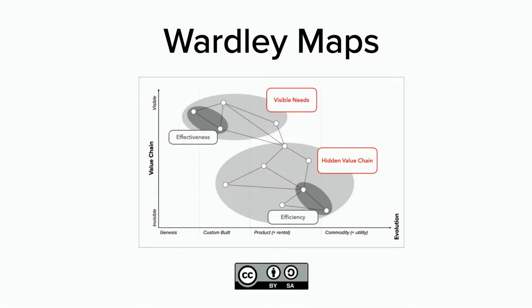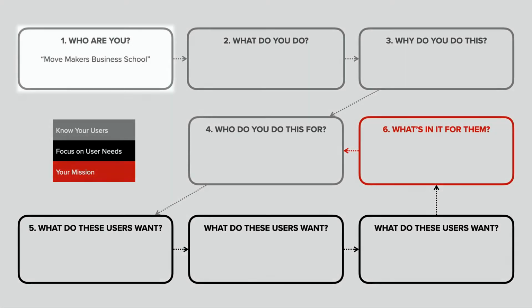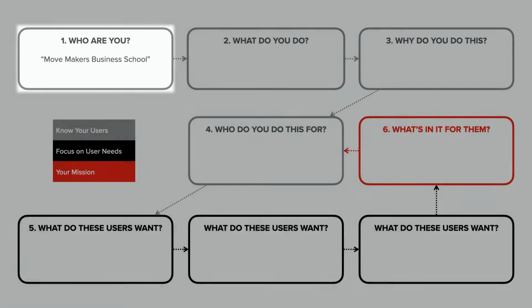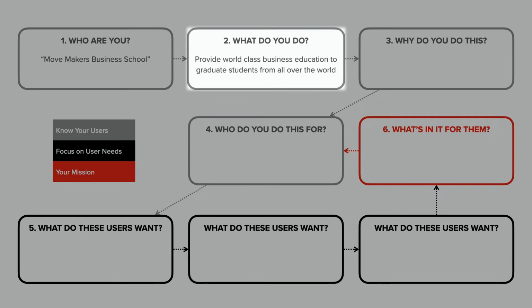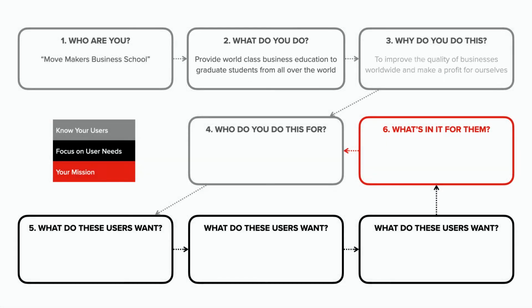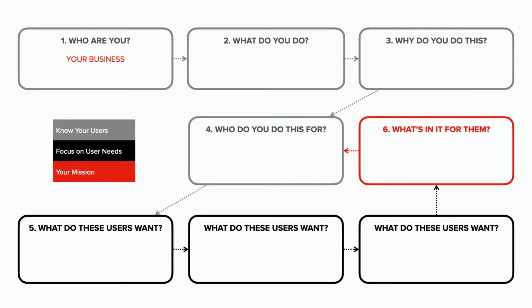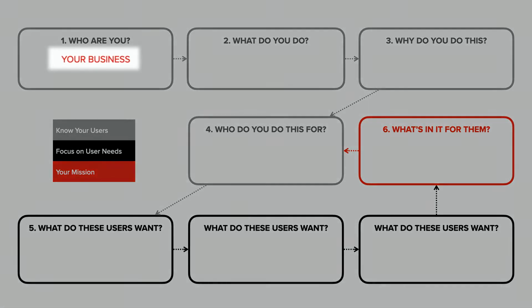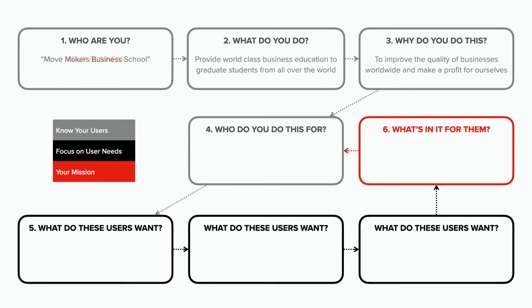We're going to demonstrate how to map a business with a Wardley map. In this example, we're going to imagine we run a high-profile business school, and we provide world-class business education to graduate students from all over the world. And our mission is to improve the quality of businesses worldwide and also make a profit for ourselves. Hopefully you can answer these questions easily enough for your own business by putting your company's vision or mission statement into clear and simple language. Now let's get back to school.